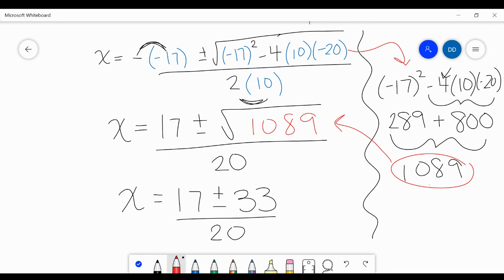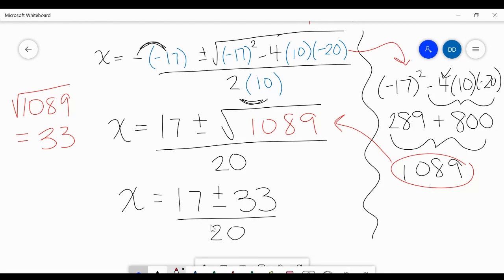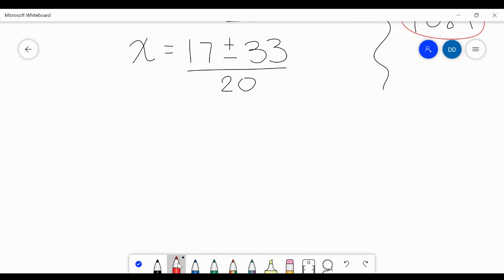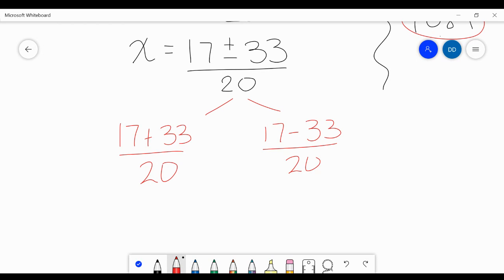Okay, so all I did was simplify, and if you want to write that somewhere else, square root of 1089 is equal to 33. That's where that number came from. Okay, from there, this is where that plus or minus comes in. So it's 17 plus or minus 33. So I'm going to separate it. We have a plus and we have a minus. So 17 plus 33 over 20, and then 17 minus 33 over 20.